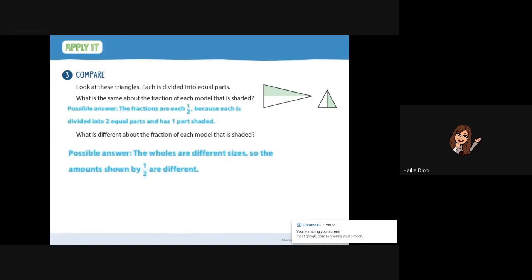So what is the same? The fractions are both 1/2 because each is divided into 2 equal parts and 1 part is shaded. And what's different is that they're different sizes. So the amount shown by 1/2 is different. They're still showcasing 1/2. They're just showing it a little differently. The smaller triangle is a smaller 1/2 than this bigger triangle, which is obviously visibly larger. And it's still 1/2, but just a bigger piece.